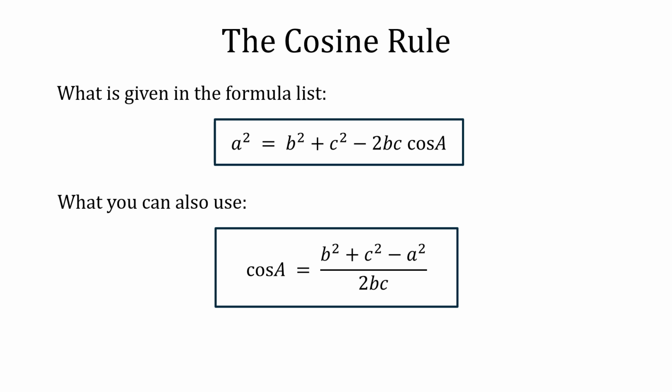Next, we look at the cosine rule. Once again, the formula for the cosine rule is given in the formula list, and it is a squared equals b squared plus c squared minus 2bc cosine a. Sometimes we need to convert it to a different version, the one that you see at the bottom, and we use this other version to find an angle in a triangle. The formula states cosine a equals b squared plus c squared minus a squared, and we divide that whole thing by 2bc. We will now look at how we derive the second formula from the first one.